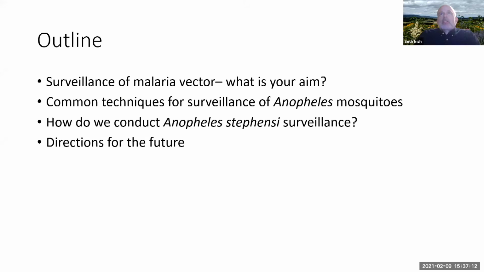So I'll start out talking about mosquito surveillance in general, and I think these are principles that are good for general entomological surveillance, which is focusing on what is your key question, or what is your aim in conducting the surveillance before you start simply doing surveillance activities. And then we'll talk about some of the common techniques for collecting Anopheles mosquitoes, and then move on to a bit more focus on Anopheles stephensi, with how do we conduct surveillance for Anopheles stephensi, and then move on to directions for the future.